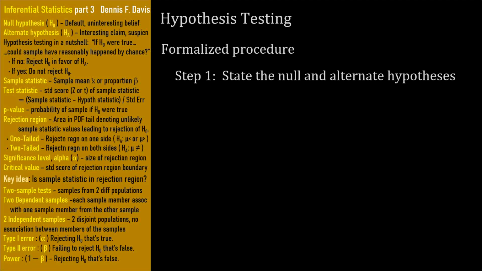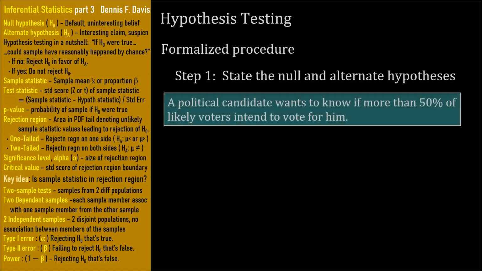I'll go through 3 sample problems. We'll begin each with step 1. A political candidate wants to know if more than 50% of likely voters intend to vote for him. So we first notice this scenario is about the population proportion, p, where p is the proportion of likely voters who intend to vote for the candidate. Problems involving proportions are easy to recognize because you end up counting elements in your sample instead of measuring them.